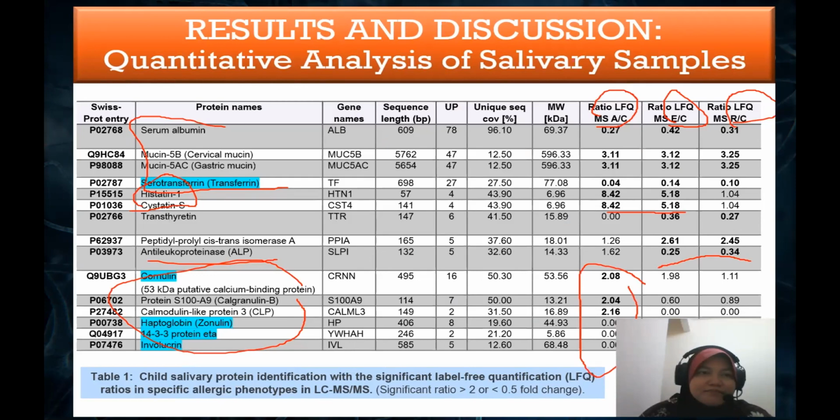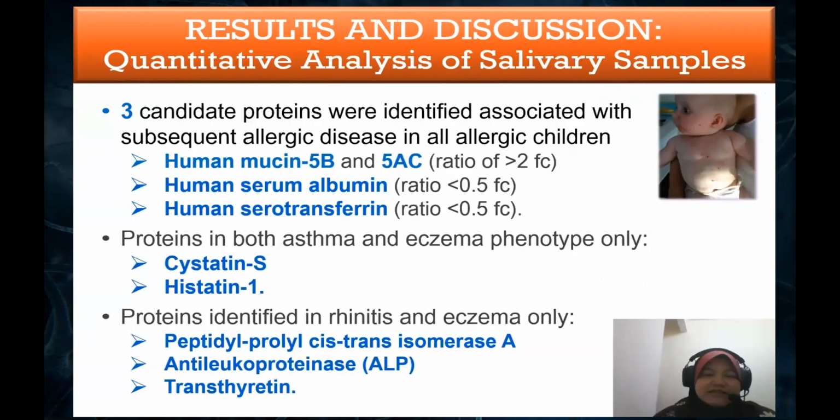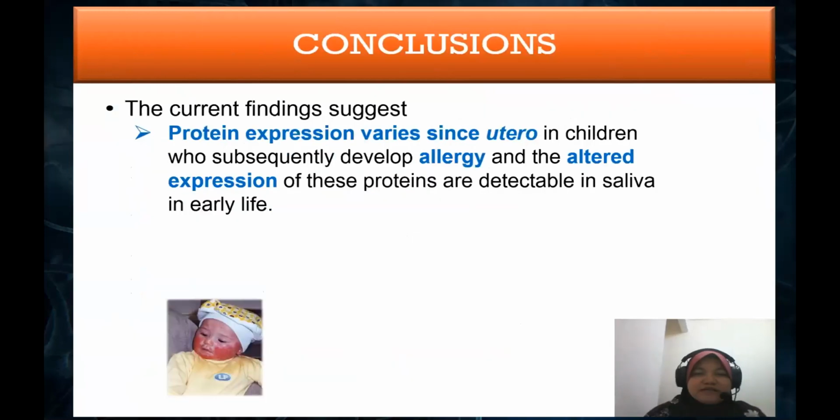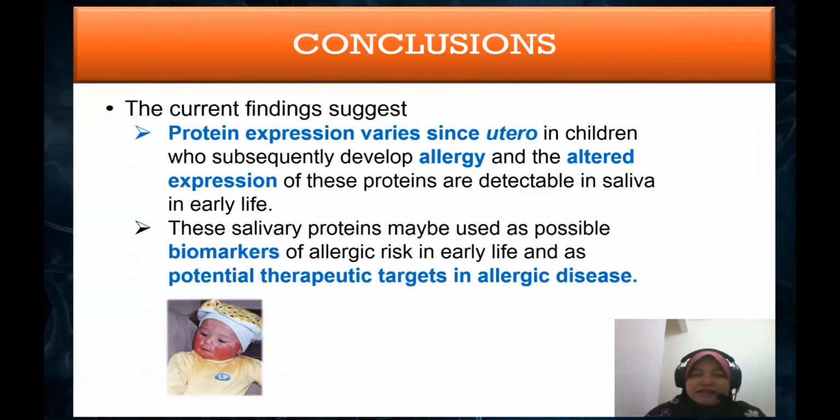3 protein candidates were identified as associated with subsequent allergic diseases in all children, which were human mucin 5B and 5AC, human serum albumin, and human serotransferrin. Proteins in both asthma and eczema phenotypes only were cystatin-S and cystatin-1, and in rhinitis and eczema only were these 3 proteins. The current findings suggest that protein expression varies in utero in children who subsequently develop allergy, and this altered expression is detectable in saliva in early life.